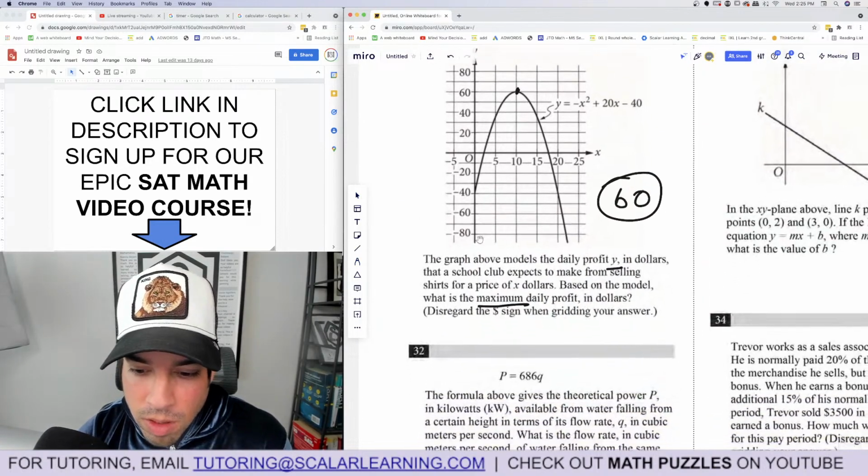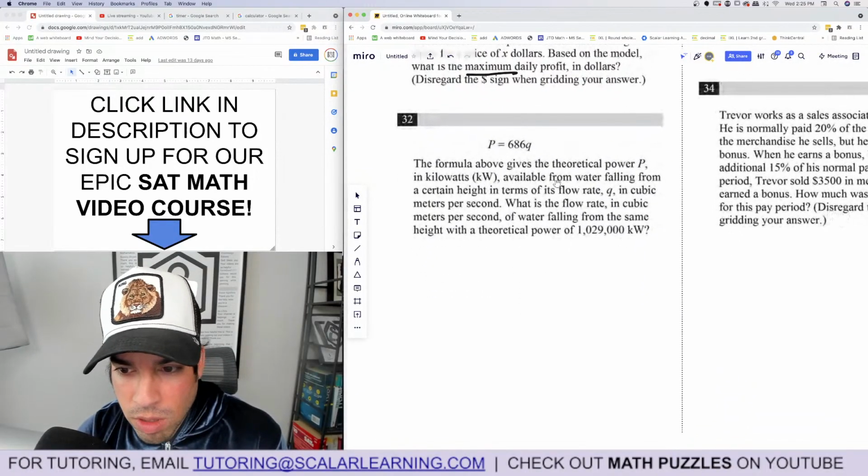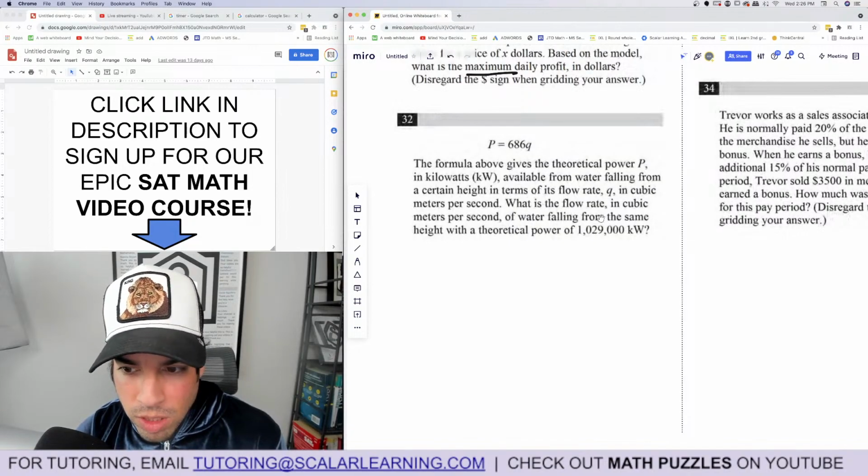Done. The formula above gives the theoretical power P in kilowatts available from water falling a certain height in terms of flow rate Q. What is the flow rate? So we're solving for Q.